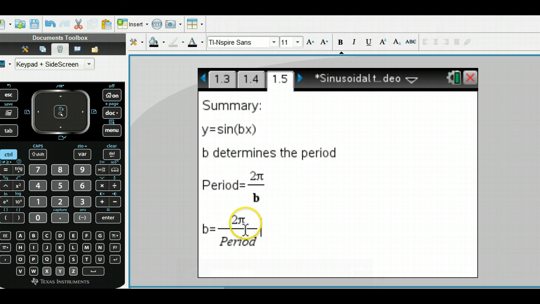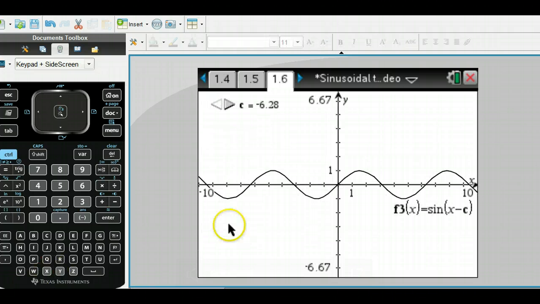Also, there's another formula that you could use. You could just switch the b and the period around, and you get b is equal to 2 pi divided by the period. You'll need both of these formulas when we're working with all these trig sinusoidal functions. And I did call these sinusoidal functions. The cosine graph is also sinusoidal. It repeats. And so we can actually manipulate the sine graph to look like the cosine graph, and so they both are sinusoidal functions.